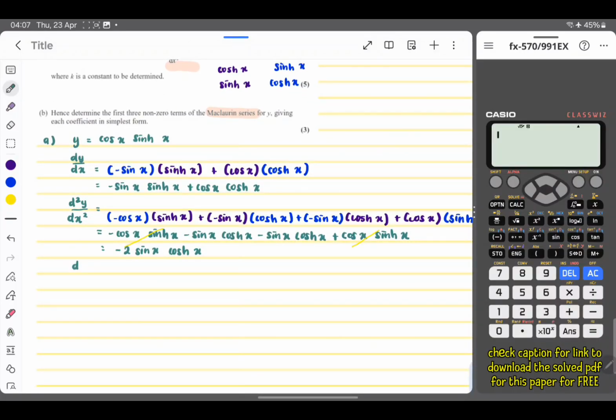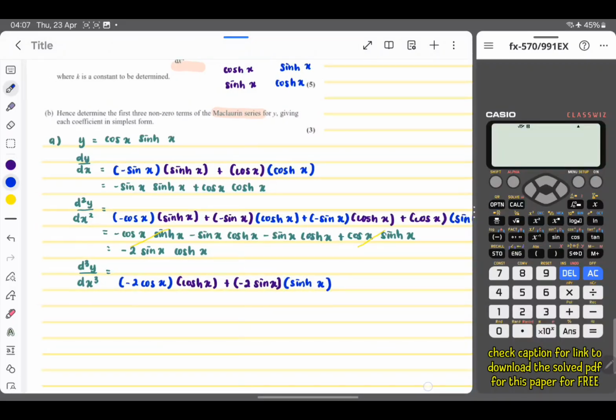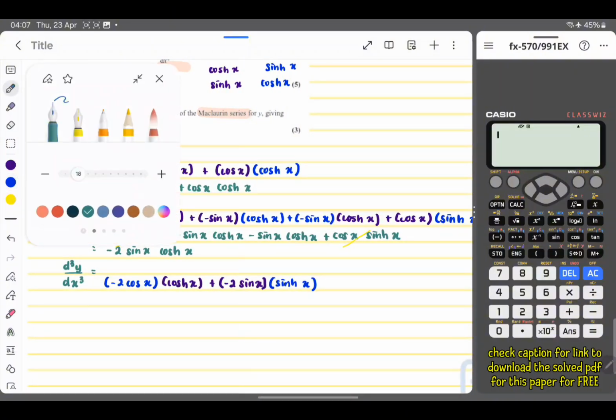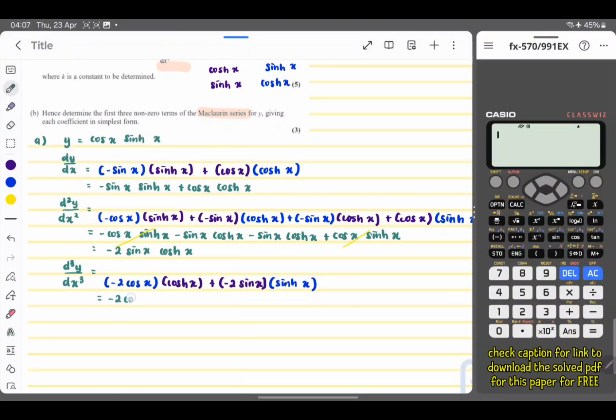Okay, time to do the third differentiation. We'll begin by differentiating negative 2 sin x. That would be negative 2 cos x. Copy cos x, and then plus copy negative 2 sin x, and differentiate cos x, become negative sin x. So our simplification would be negative 2 cos x cos x minus 2 sin x sin x.